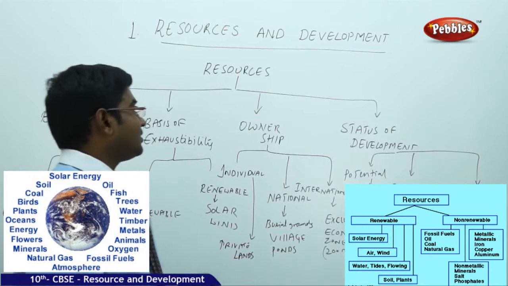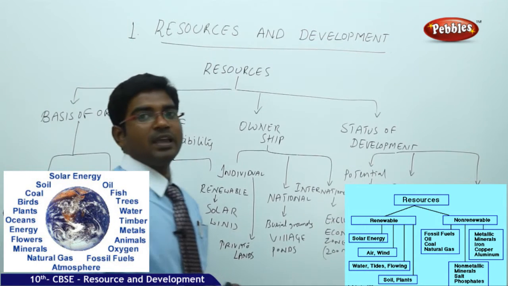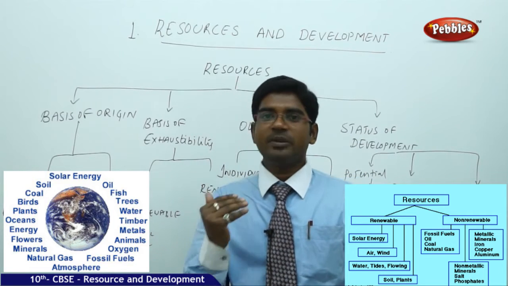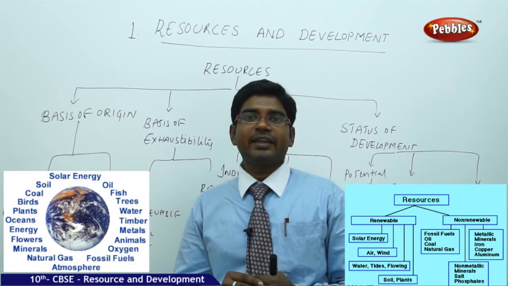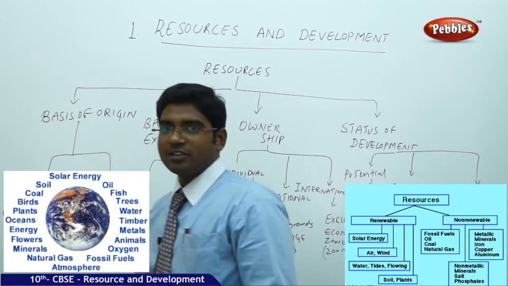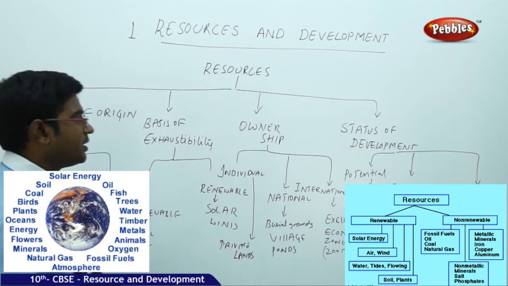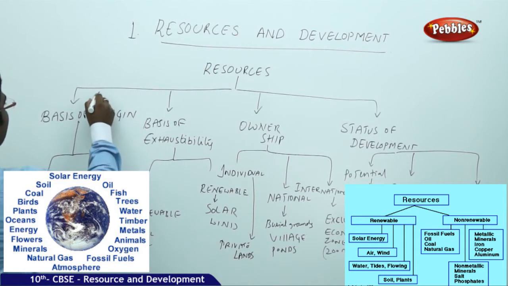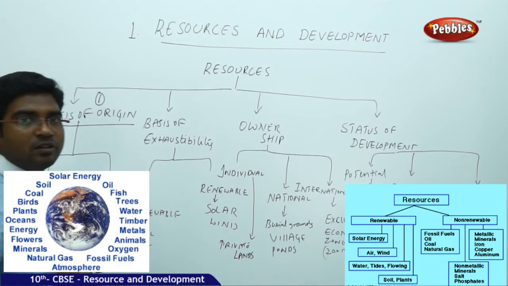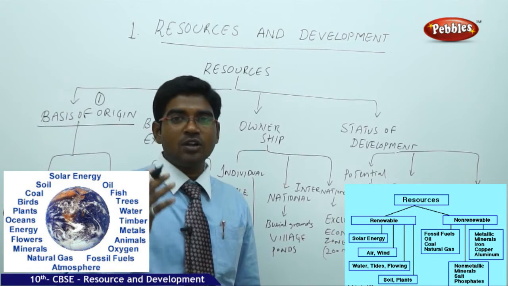Now let us see the classification of the resources. As we discussed that resources are the main things for the economic development, how can we categorize the resources? The resources are again broadly categorized into four major categories. Category 1 is done on the basis of origin. How is the resource available for all of us? How is it originating?